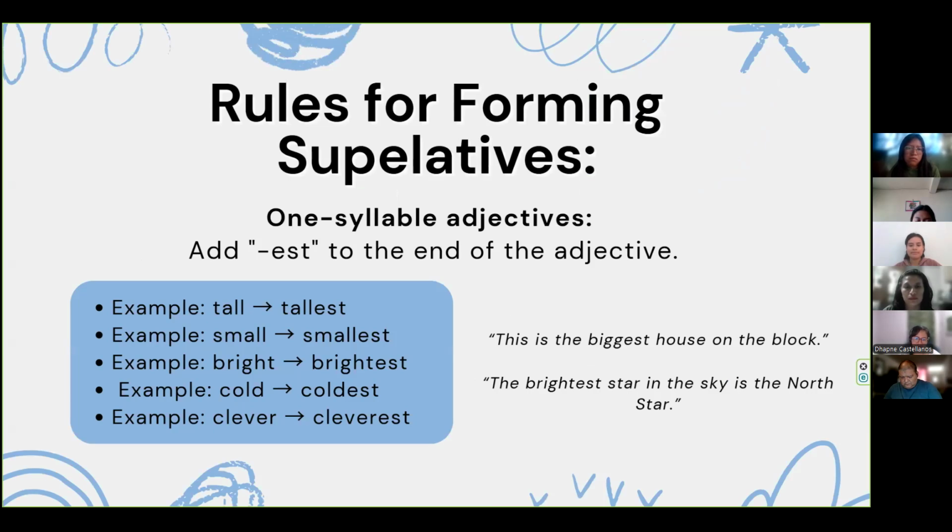Rules for forming superlatives. One syllable adjectives add est to the end of the adjective. We have some examples here of the adjectives and also some sentences. First the adjectives: tall, tallest, small, smallest, bright, brightest, cold, coldest, clever, cleverest. We have some sentence examples here. This is the biggest house on the block. The brightest star in the sky is the North Star.